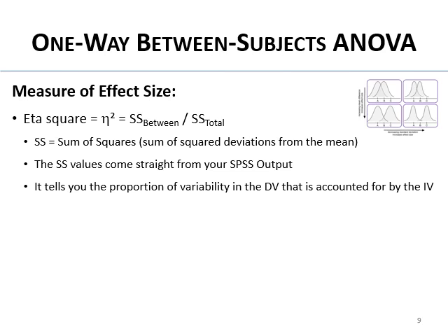And just like every other measure of effect size, it tells you the proportion of variability in the DV that is accounted for by the IV. So what proportion of variability can be accounted for by which group people were in. So this isn't shocking at all.